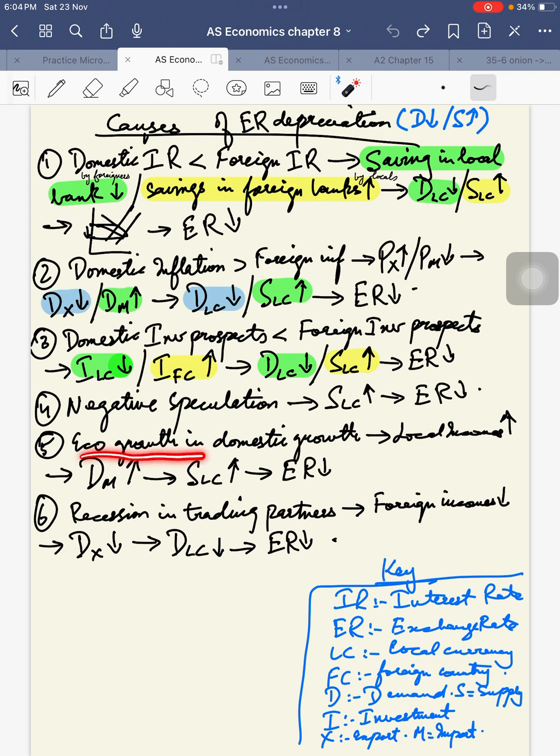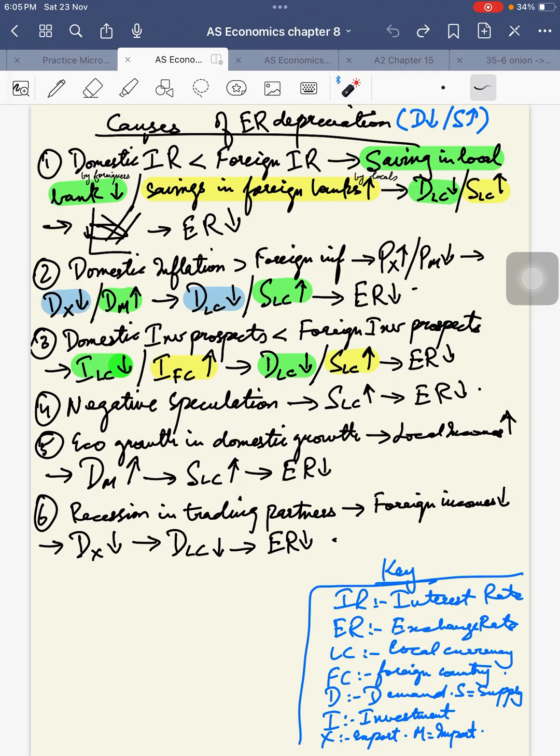Number 5, economic growth in our local country. If there is a high economic growth in the local country, that's good, obviously. But that will cause an exchange rate depreciation of the local currency. Why? Because when there is economic growth in the local country, two things happen. Number 1, economic growth causes people to spend more on foreign goods because the local people are richer. They would want to spend more on foreign goods because they can afford to. As a result, the demand for imports will increase.